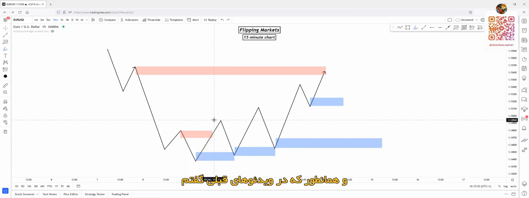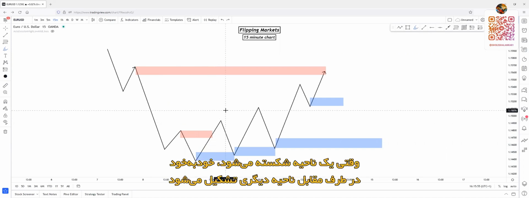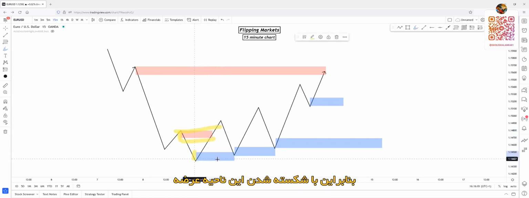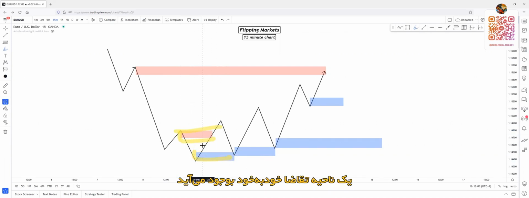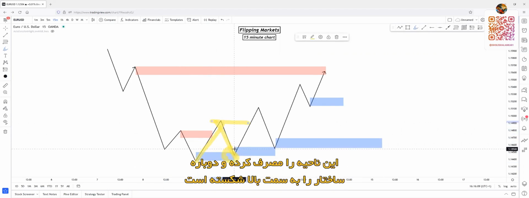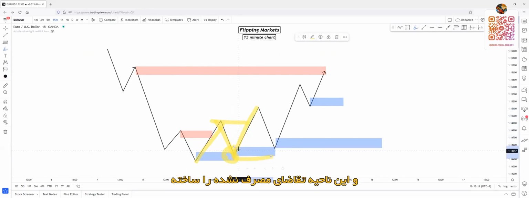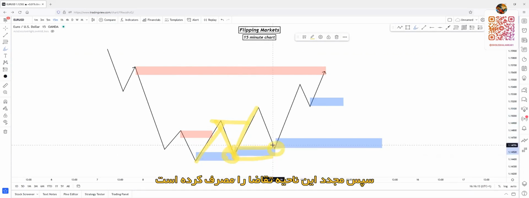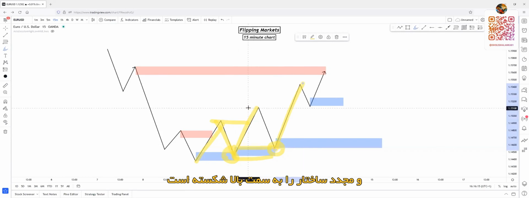And as I said in the earlier videos, if a zone breaks, then an opposite side zone will be automatically created. So if this supply zone breaks, then a demand zone will be created automatically. Okay, price broke structure, mitigated this zone, broke structure to the upside again, created this fresh new demand zone, mitigated this fresh new demand zone again, broke structure to the upside again.